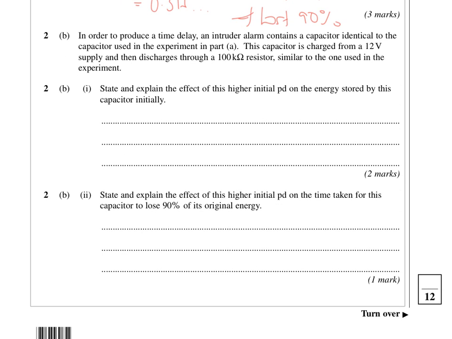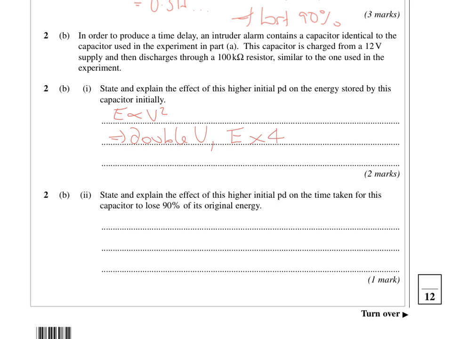Okay, in order to reduce the time delay, an intruder alarm contains a capacitor identical to the one used, and the capacitor is charged from a 12 volt supply instead. So it's very similar. State and explain the effect of this higher initial PD on the energy stored in the capacitor. So the energy stored is proportional to V squared. We used that in the last question. So if you double V, energy is going to be multiplied by 4 because it's V squared.